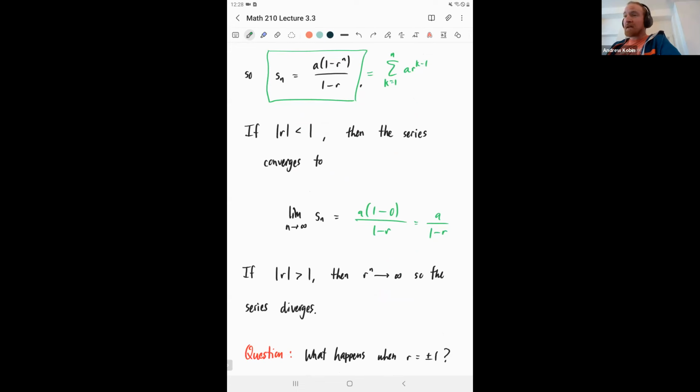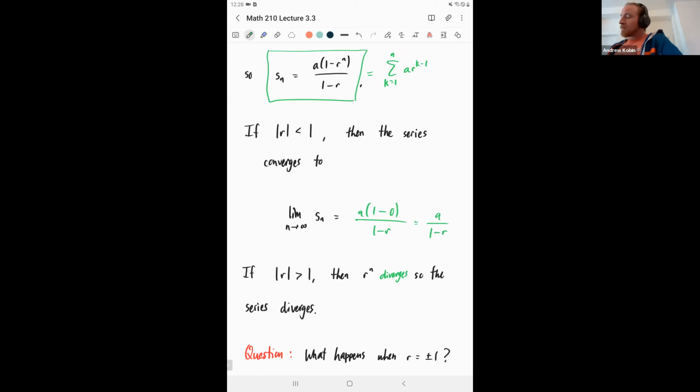Next, if r is outside of that interval, if it's bigger than 1 or less than -1, then the term r to the n diverges to infinity, or I guess I should say plus or minus infinity, depending on if r is positive or negative. And in fact, if r is negative and less than -1, I'm just going to say this diverges. It either goes to infinity or it oscillates. So either way, the sequence diverges, in which case the sequence of partial sums diverges, and the series is equal to the limit of the sequence of partial sums. So the series also diverges.